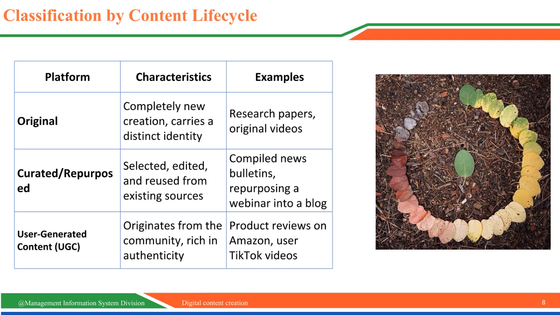3. User-generated content, UGC. This content comes directly from the user community itself and is often authentic and relatable. UGC has a powerful reach because it generates trust and connection. Examples include product reviews on Amazon or TikTok videos spontaneously filmed and shared by users.